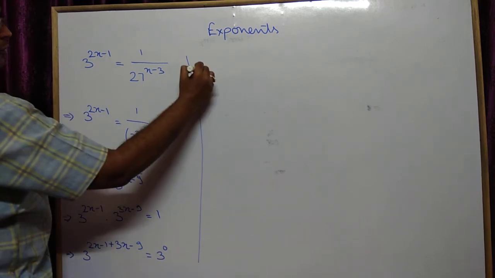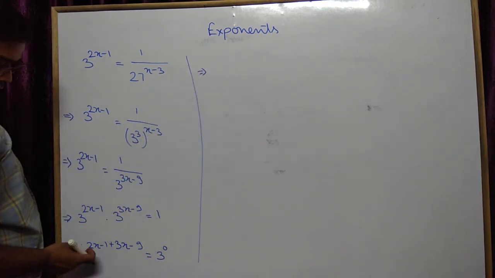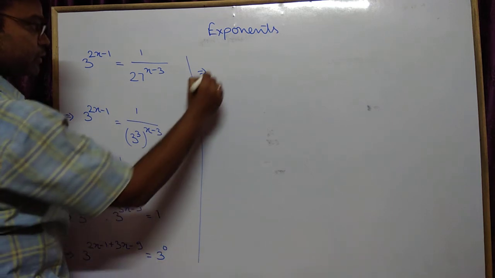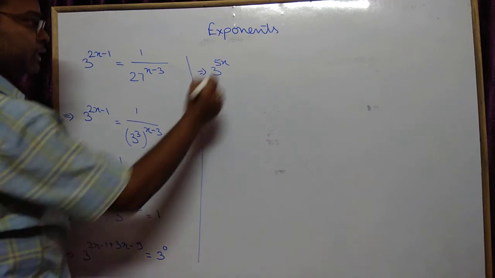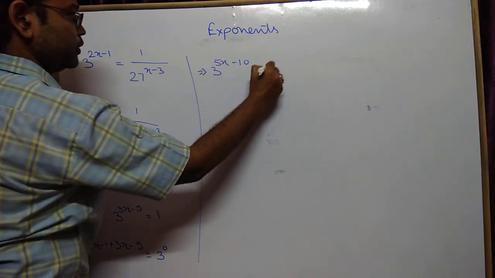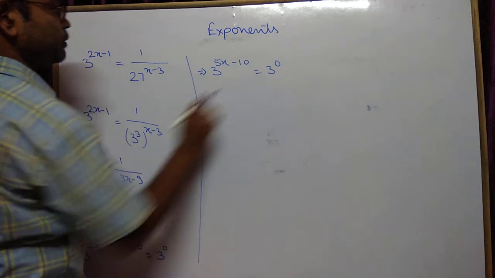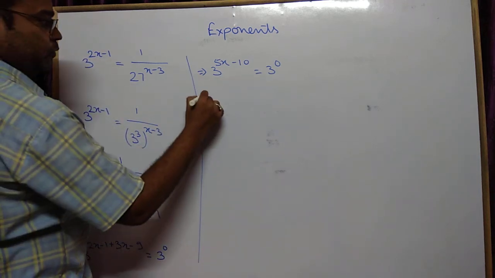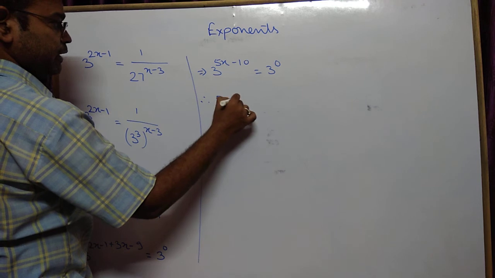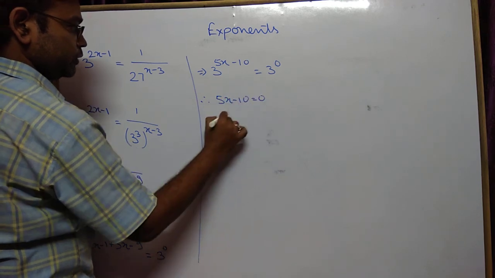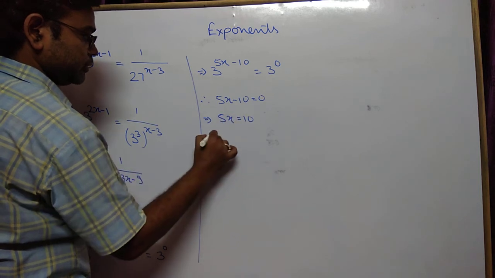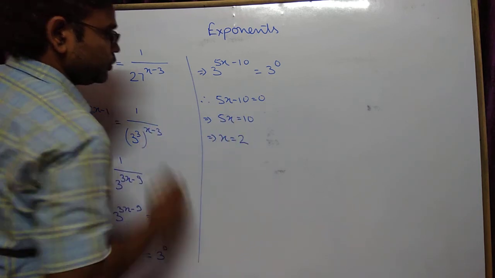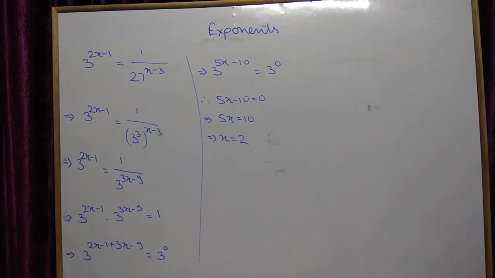Now come to this side. From here, 2x plus 3x, 3 to the power 5x, minus 9 minus 1, minus 10, equals 3 to the power 0. On both sides we have the same base, so we can write 5x minus 10 equals 0, 5x equals 10, or x equals 2. This is your solution. Hope you can easily understand.